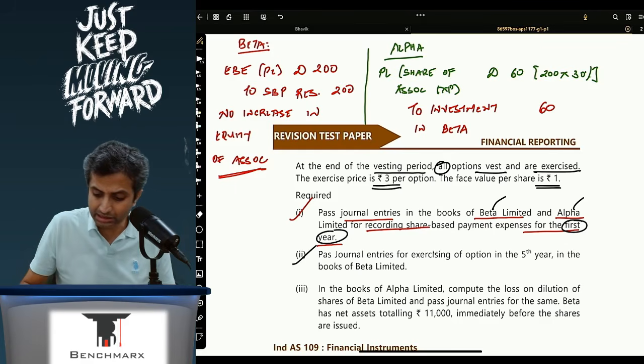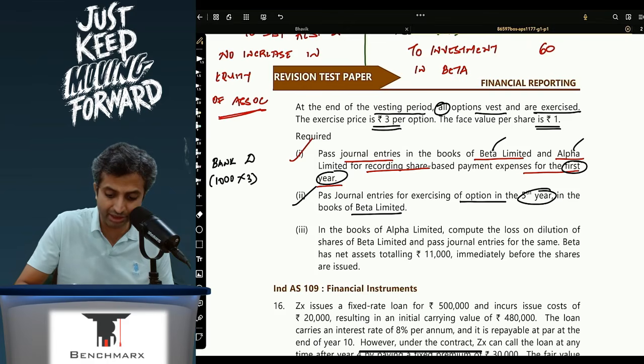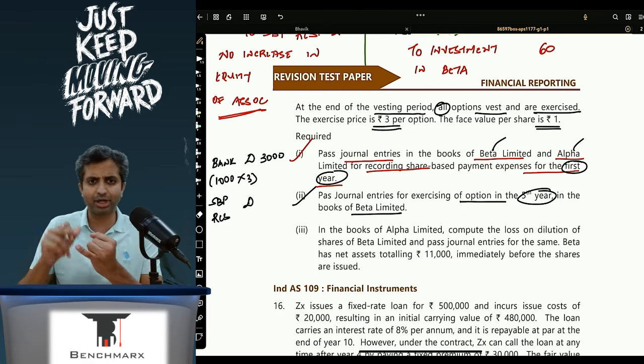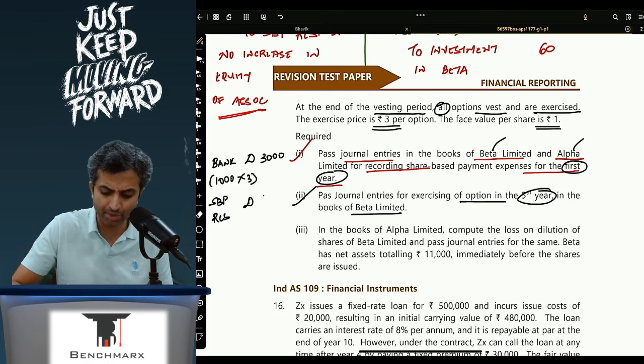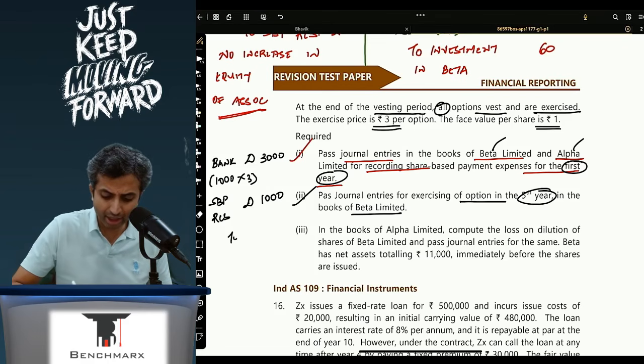Now second, pass journal entries for exercising of the options in the 5th year in the books of Beta. Now I want to pass a journal entry for exercise. For exercise I will debit bank account. Beta will receive money. How much? Well, there were 1000 equity options into rupees 3, which is the exercise price, and hence 3000. SBP reserve will be debited. Now earlier I was crediting the SBP reserve by 200 in each of the years for 5 years, and this will become 1000. SBP reserve will be debited, for example, by 1000. Shares will be issued, equity share capital. Well, face value is 1 rupee, so 1000 into 1, and securities premium.